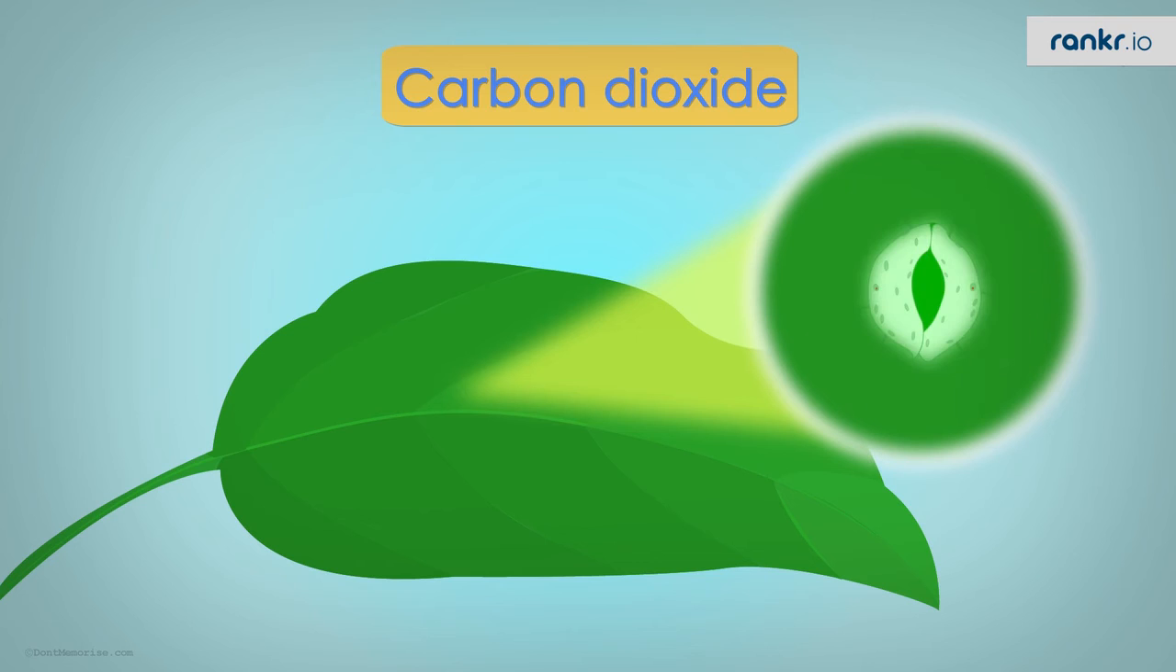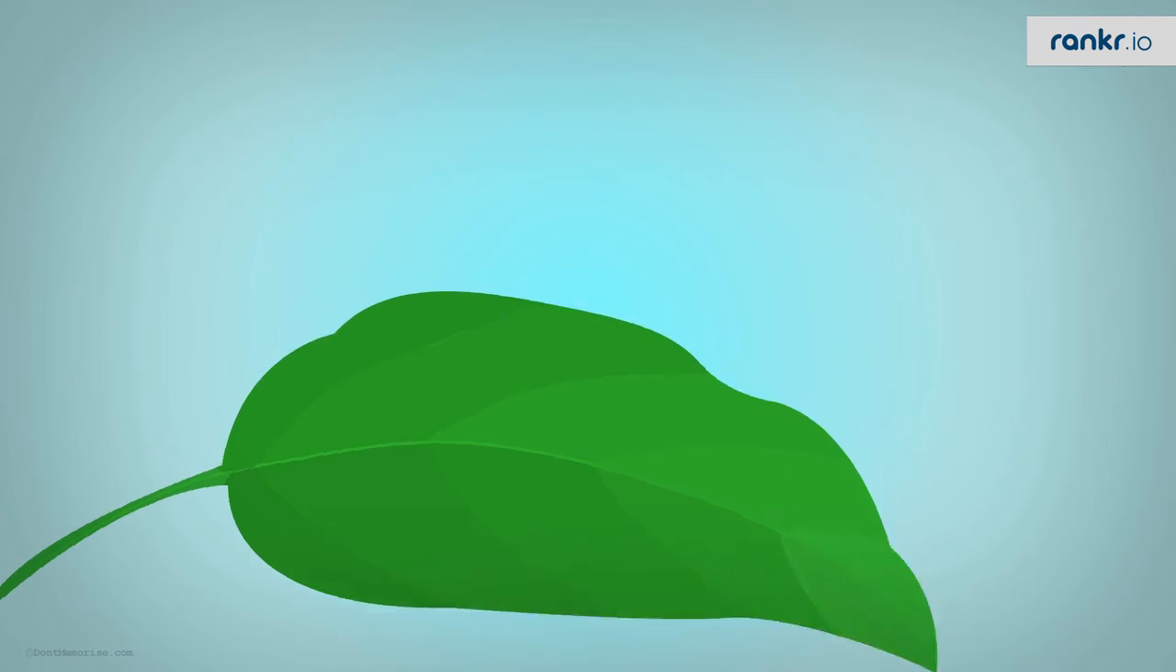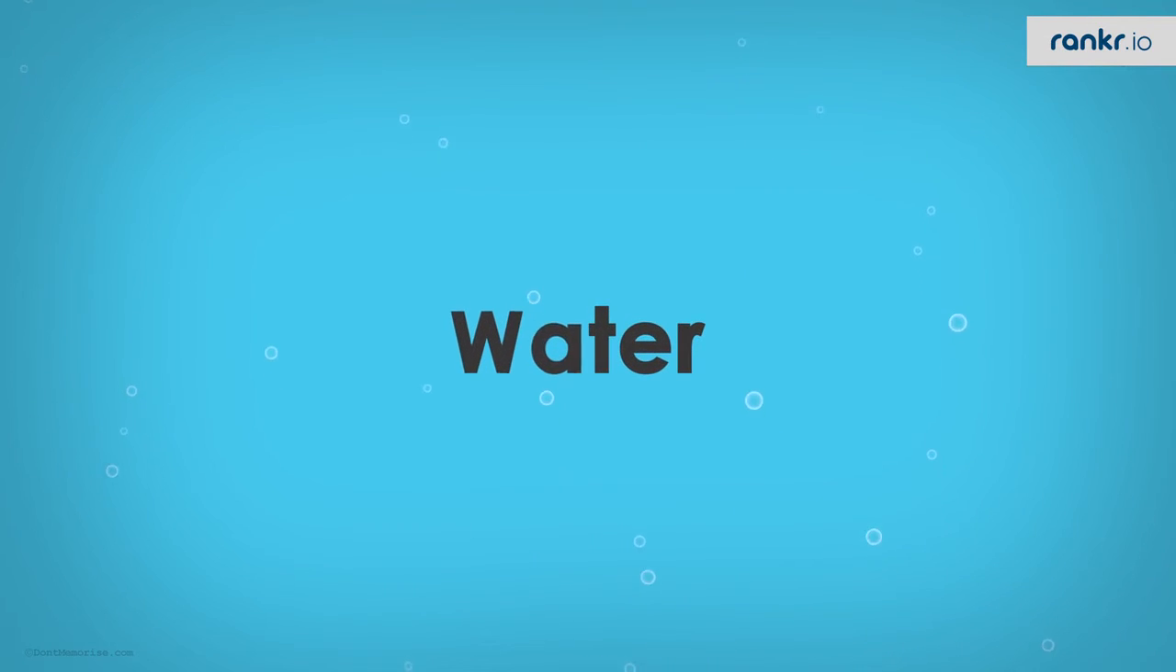And what are these structures surrounding the stomata? These are nothing but the guard cells which control the opening and closing of the stomatal pore. So it's from this site where carbon dioxide enters the plant body and oxygen leaves. Now the next requirement on our list is water.